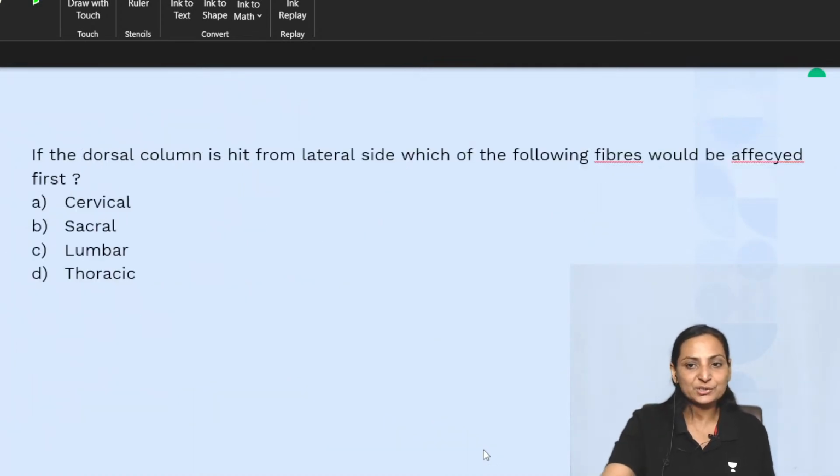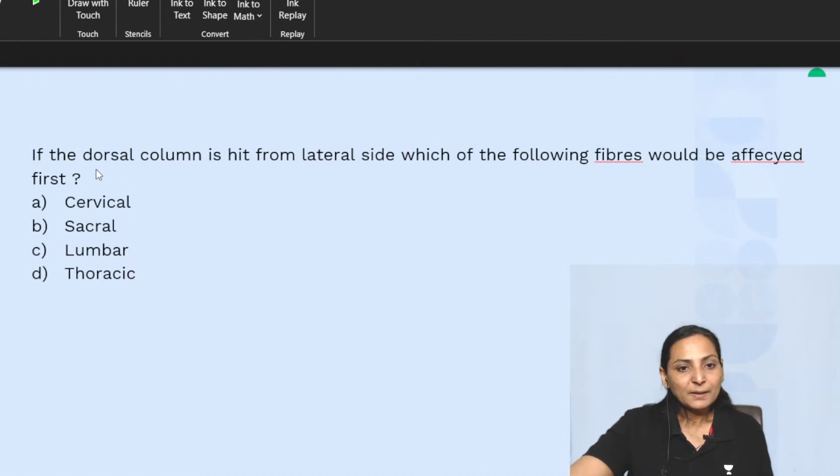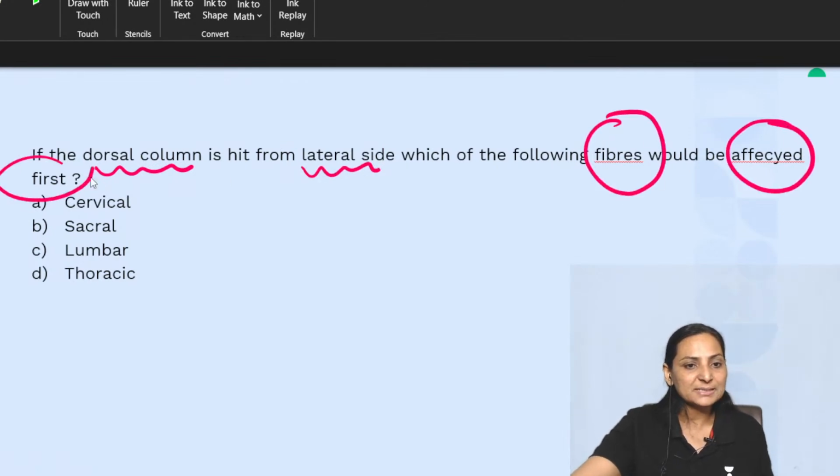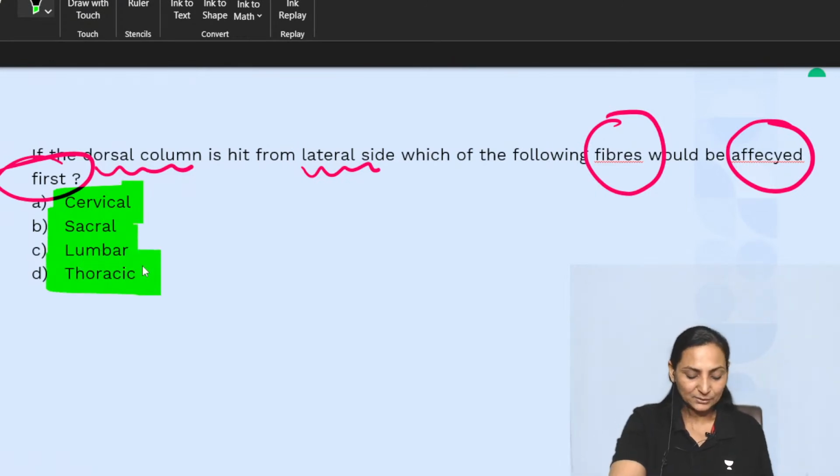Now the next question. The dorsal column was hit from the lateral side. Which fibers will be affected first? Options were cervical, sacral, lumbar or thoracic. Right. Okay. Thank you. So the correct one is cervical.